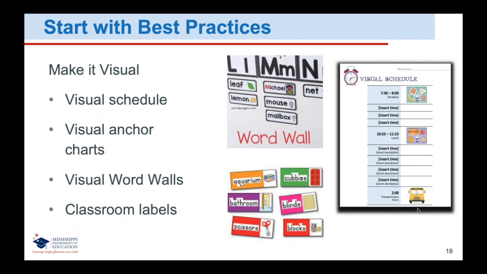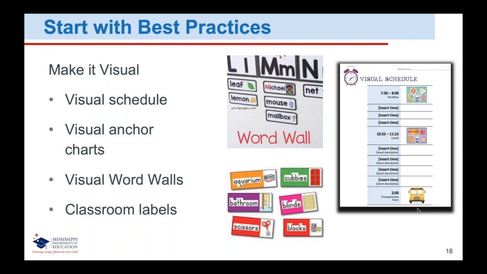We can use visual anchor charts and visual word walls. Note, on the word wall in this example, we see the letters, but there is not a picture associated with the letter. There's a picture associated with each individual word. And that's really important because we want students to construe meaning from the words. And those visuals will be great reminders for them.